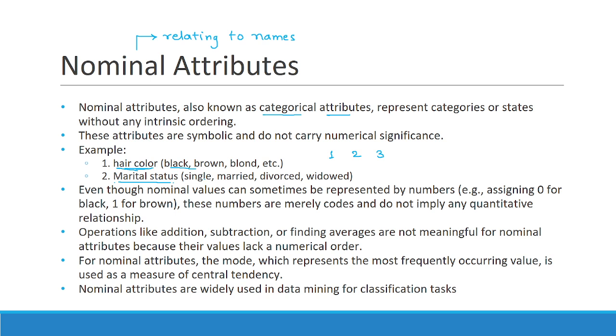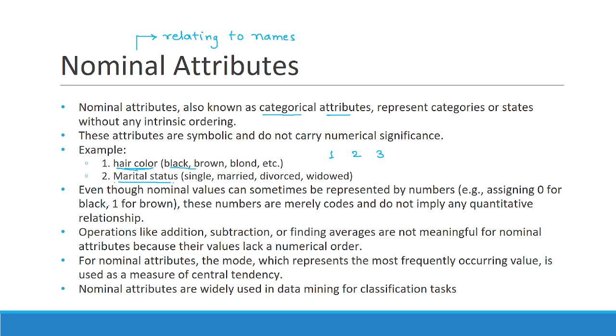These types of attributes are called nominal attributes, where the values are the names of things. They can be some code or category or some name. That is why they are also called categorical attributes. Is it clear? Yes, ma'am.